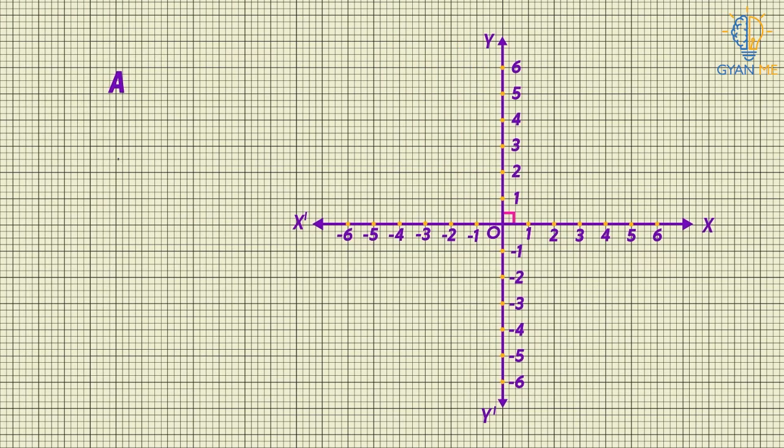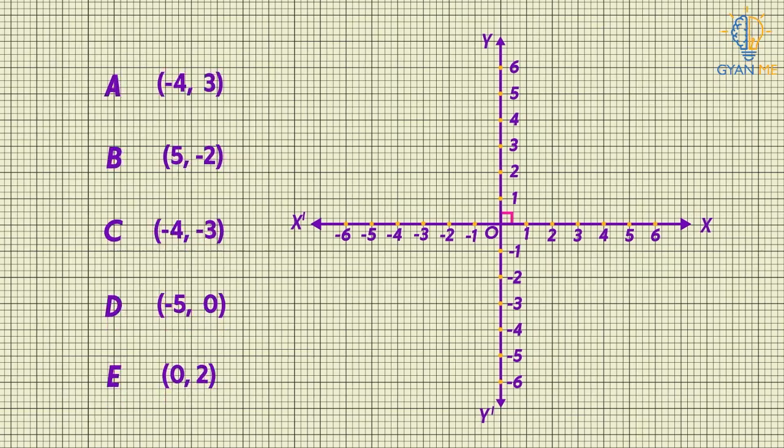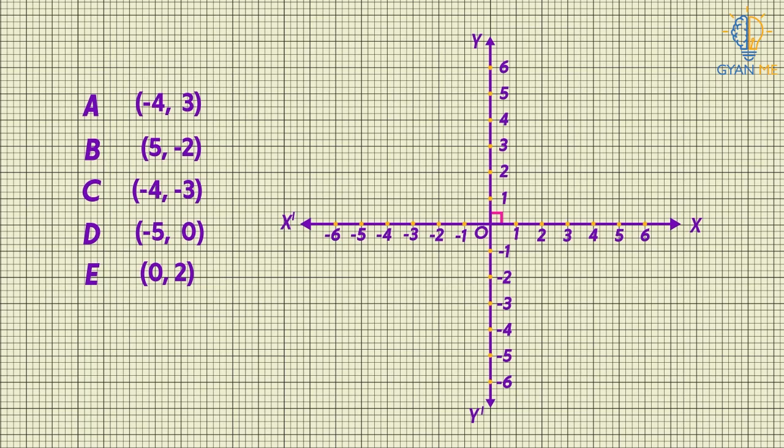Let us take points A, B, C, D and E with given coordinates, that is their locations, as A (-4, 3), B (5, -2), C (-4, -3), D as (-5, 0) and E as (0, 2). Now let us plot them one by one. First, look at the coordinates of point A. They are -4 and 3.